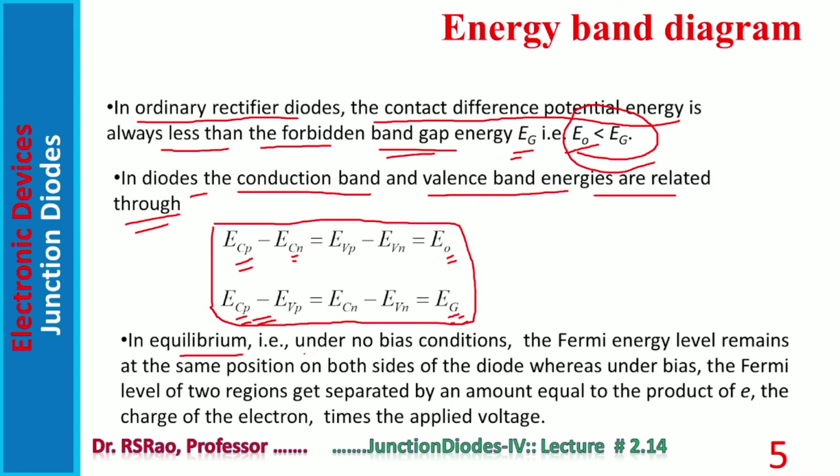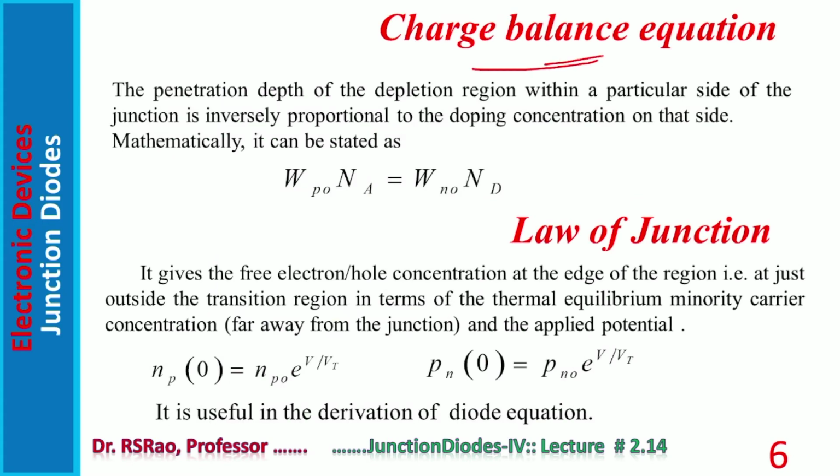In equilibrium, under no bias conditions, the Fermi energy level remains at the same position on both sides of the diode. Whereas under bias, the Fermi levels of the two regions get separated by an amount equal to the product of e, that is the charge of the electron, and the applied voltage. The diagram that has been shown as the energy band diagram of the diode is valid when the diode is under no bias.